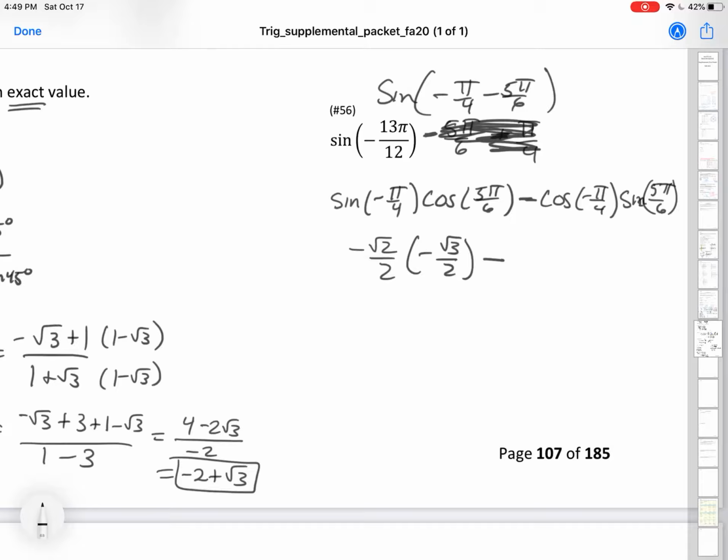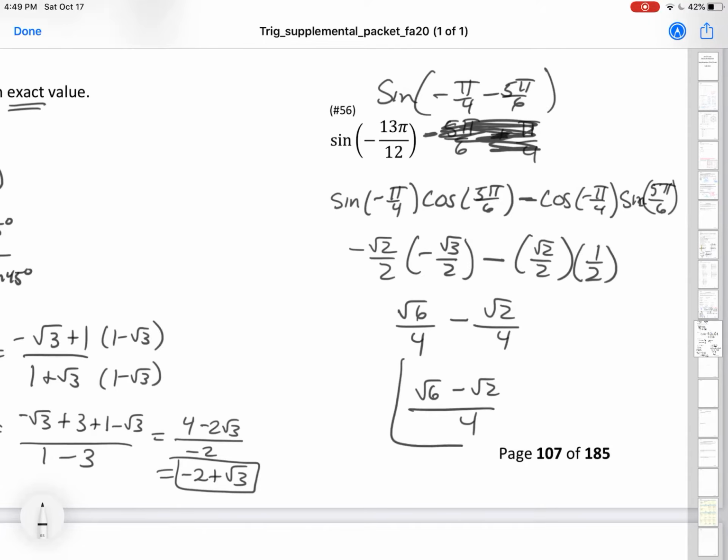Minus cosine of negative pi over 4, that's positive, because that's a fourth quadrant angle. Sine of 5 pi over 6 is also positive, because it's a second quadrant angle. And so we have a positive root 6 all over 4 minus a root 2 all over 4, and that gives the end answer of root 6 minus root 2 all over 4.